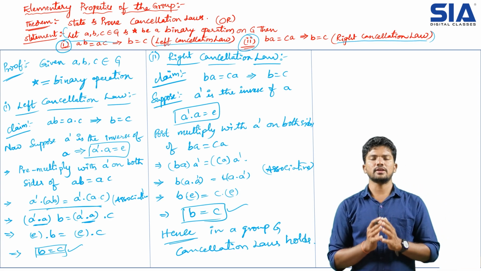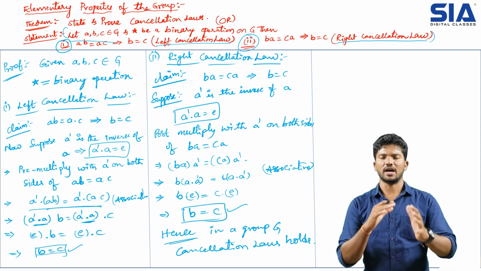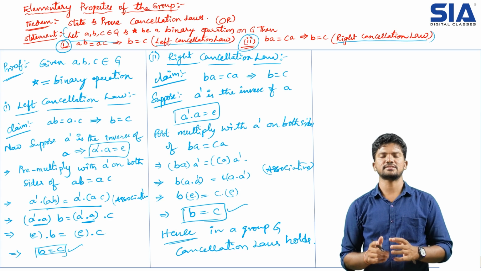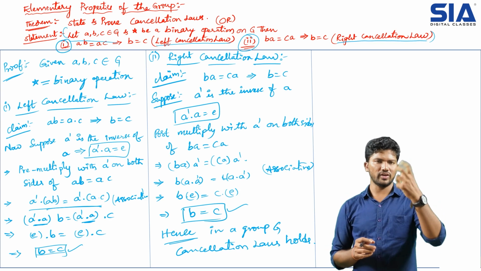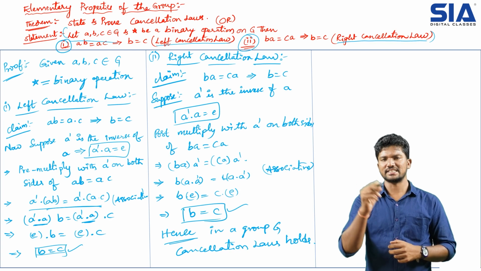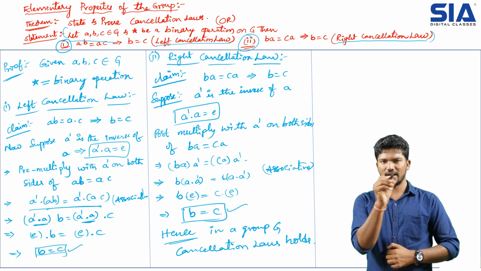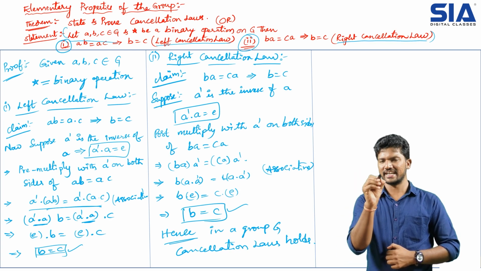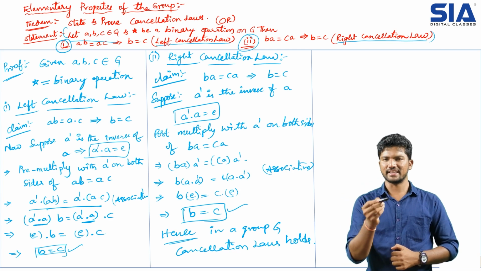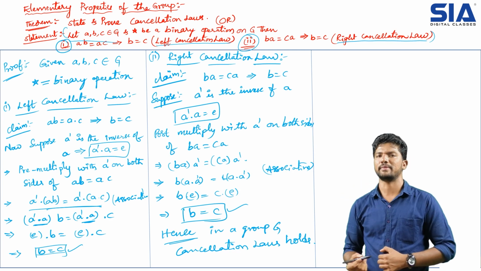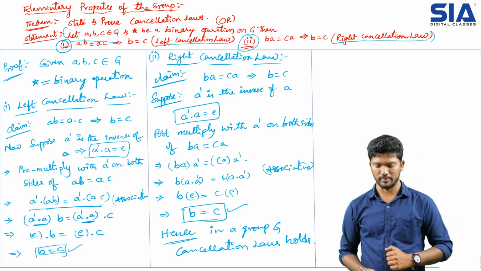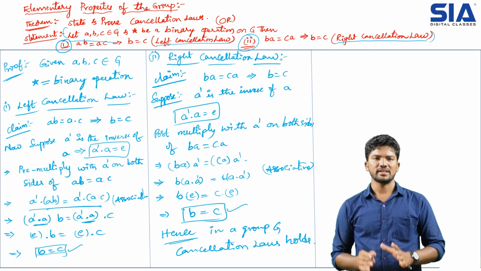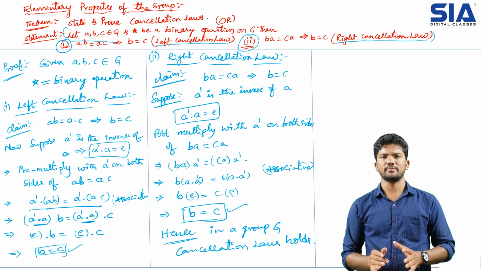While solving problems and theorems of algebra, these cancellation laws play a key role. Whenever we prove a theorem, instead of doing the cancellation, if you just state by the left cancellation law or by the right cancellation law, you will get the next step without cancelling the elements, with respect to multiplication, with respect to addition, whatever it may be. So this is about the second elementary property of the group, that cancellation laws hold.